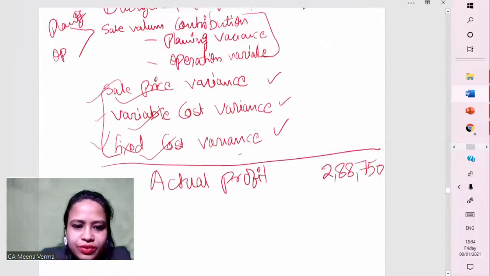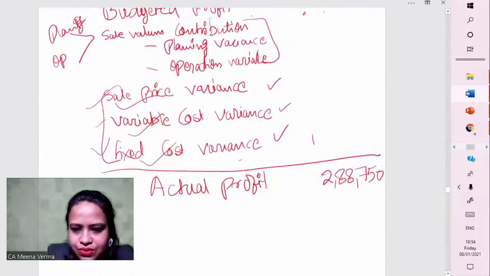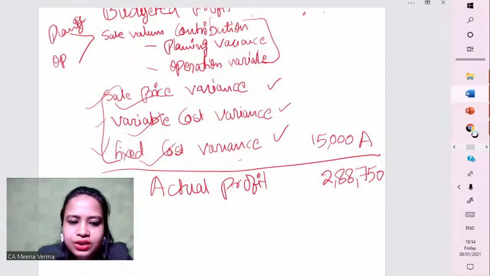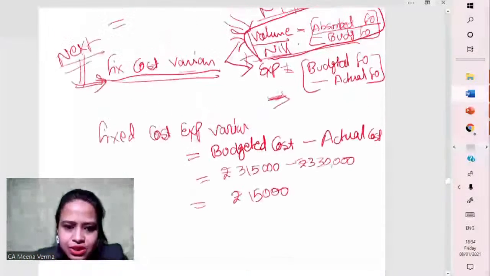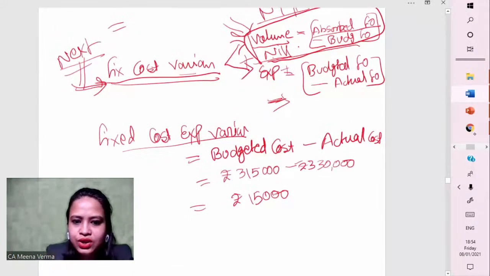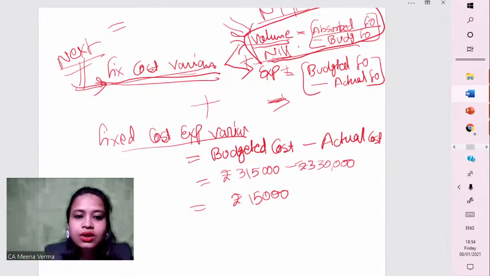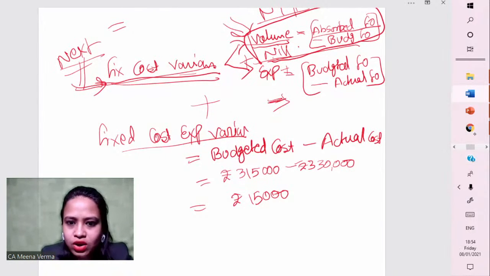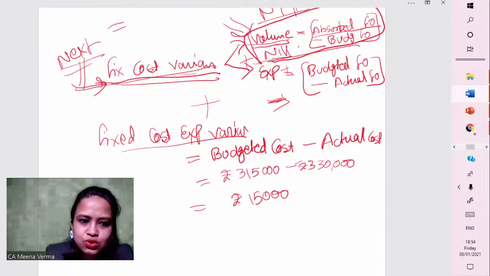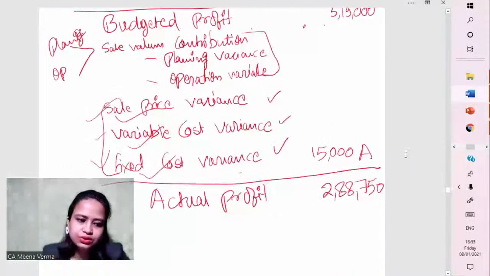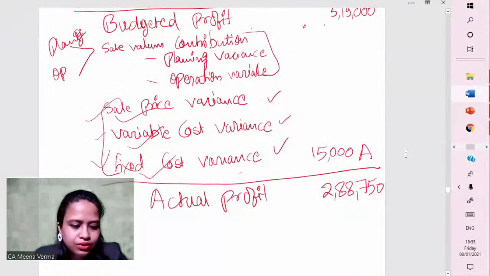What is the fixed cost variance? It is 15,000 adverse. We have already calculated 15,000 adverse. Fixed cost expenditure variance plus fixed cost volume variance, we will add them, we will get fixed cost variance. Fixed cost volume variance is nil, so if we add these two values, we get the fixed cost variance, which is 15,000 adverse. Are you getting me? Please tell me if it is clear or not.